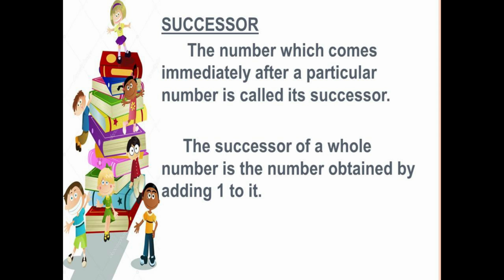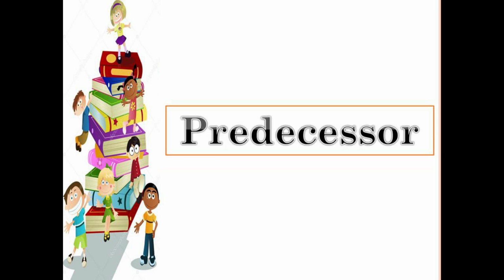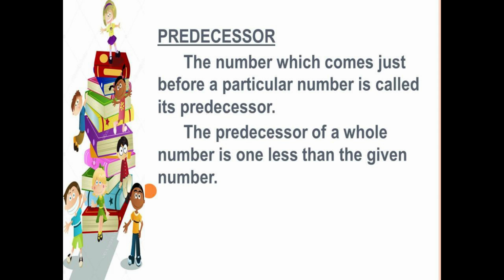Now the next one is going to be predecessor. Obviously you all know what is the meaning of predecessor. Yes, the number which comes just before a particular number is called its predecessor. The predecessor of a whole number is 1 less than the given number. Look at the following and get a clear idea about predecessor and successor.